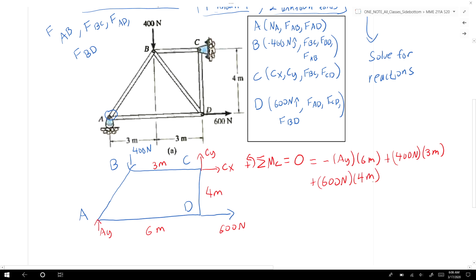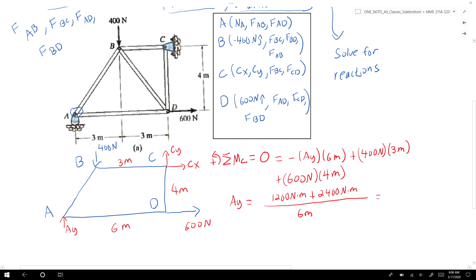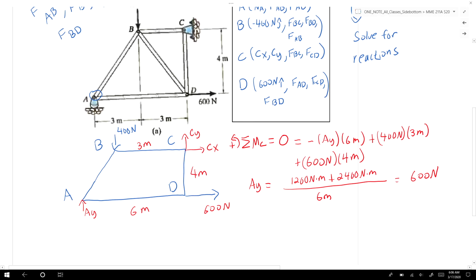So if we move AY to the other side and divide by 6 meters, what we'd end up getting is 1200 Newton meters plus 2400 Newton meters divided by 6 meters, which would give us 200 plus 400, or 600 newtons. Okay, so we can also use the last two equilibrium equations to solve for Cx and Cy.